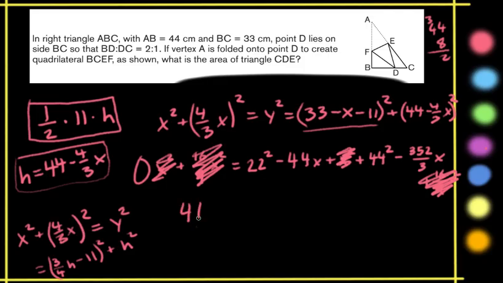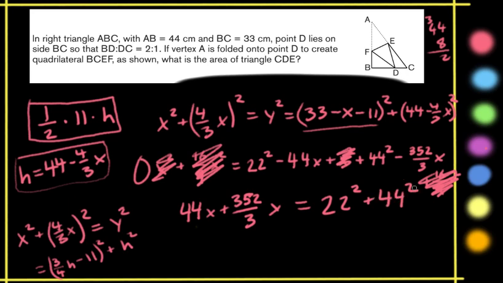So I've got 44x plus 352/3 of x on one side. On the other side, I've got 22 squared plus 44 squared. Okay. Actually, I guess I can divide. Well, can I? Let's see. Maybe I should try to combine this. How many thirds do we have? So, was this divisible by 3, first of all? No. Let's see. Did I do something wrong? I think I'm okay.